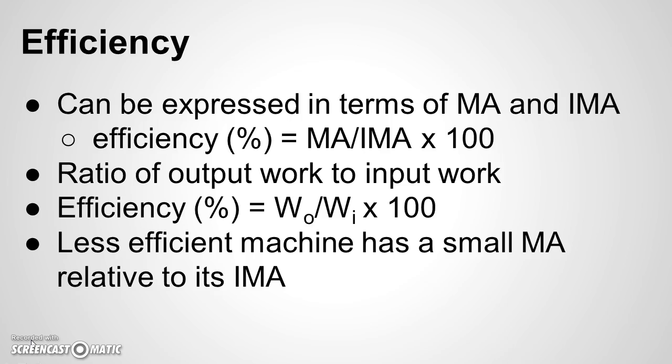The ideal mechanical advantage is where the distance of effort is equal to the distance of resistance, and the situation where we think that the work in will always be equal to the work out. That is an ideal that we are looking for, but as we know, in the real world, there are non-conserved forces. A less efficient machine has a small mechanical advantage relative to its ideal mechanical advantage. Therefore, the percentage of efficiency would be less than 100.